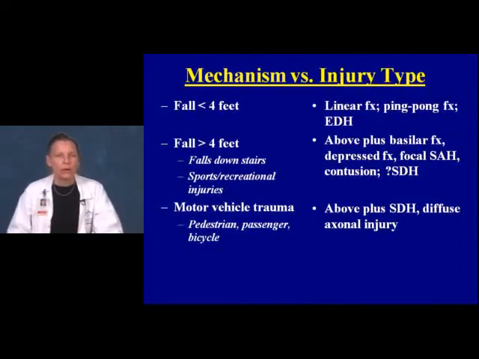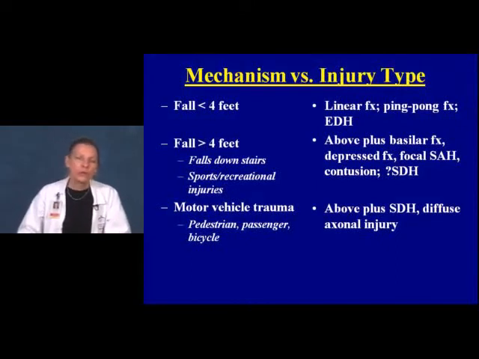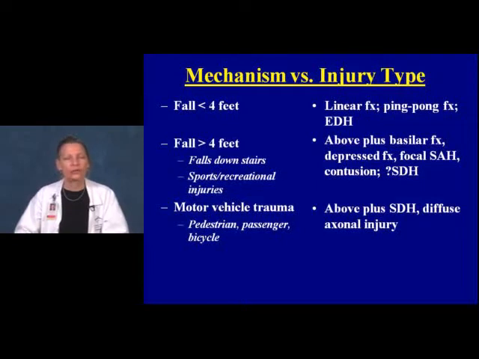Let's talk a bit about why mechanism is important. You can predict from the mechanism what type of injury is likely to occur in a given patient. So in general, for younger children, a fall less than 4 feet, which we estimate as being at shoulder height of an adult, so a child who's being held at shoulder height, that's about, for most children, a 4-foot fall. And these can cause linear fractures, ping-pong fractures, and epidural hematomas.